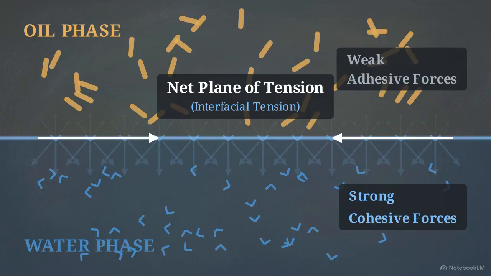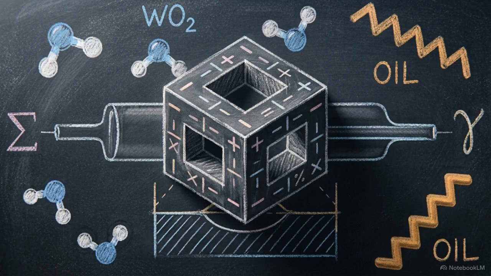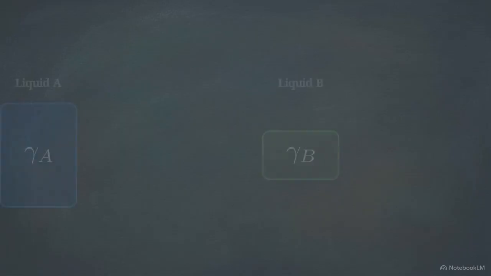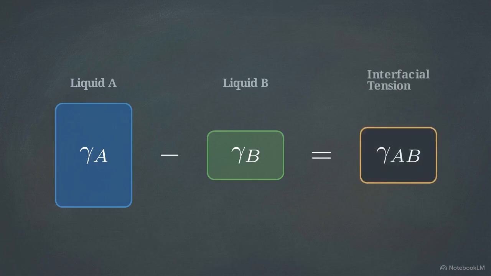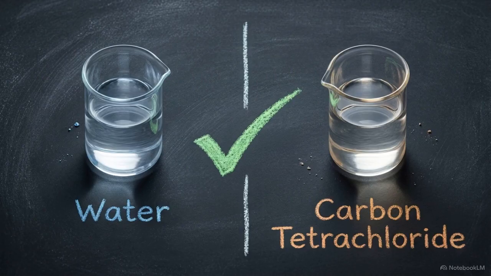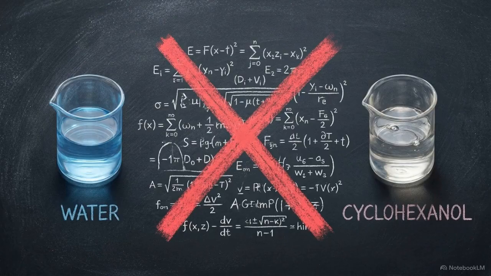between the liquids. Early models attempted to calculate this plane using Antonov's rule, which assumes that interfacial tension is the mathematical difference between the pure surface tensions of the two isolated liquids. This simple subtraction holds true for basic pairs like water and carbon tetrachloride, but test it on a system like water and cyclohexanol, and the math fails drastically.